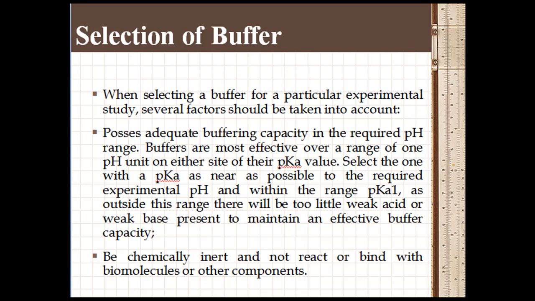When selecting a buffer for a particular experimental study, several factors should be taken into account. It should possess adequate buffering capacity in the required pH range. Buffers are effective over a range of 1 pH unit on either side of their pKa value. Select the one with a pKa as near as possible to the required experimental pH and within the range of that value. If the range is outside, there will be too little weak acid or weak base present to maintain an effective buffer capacity.